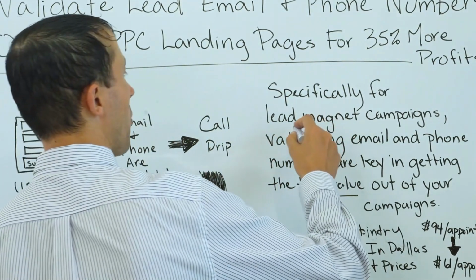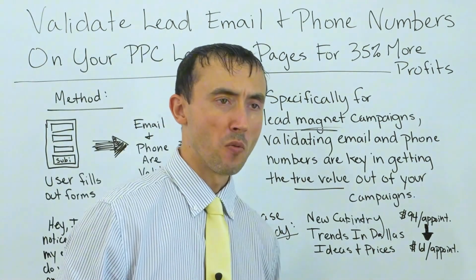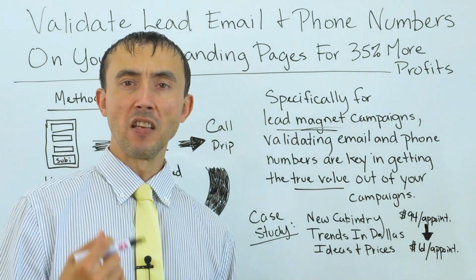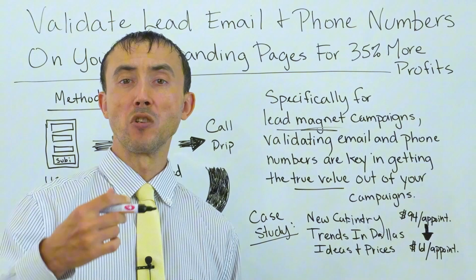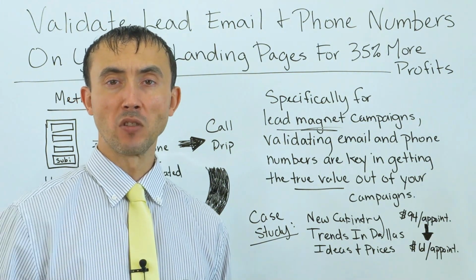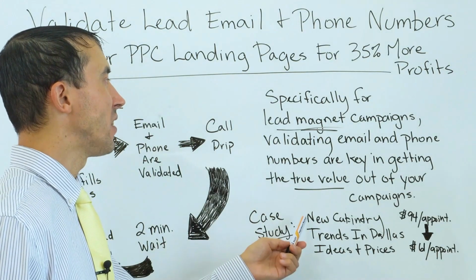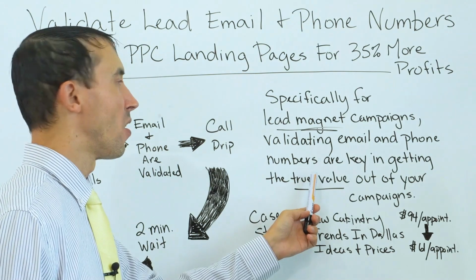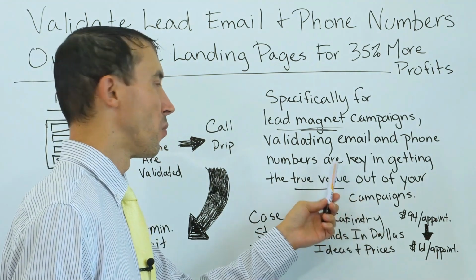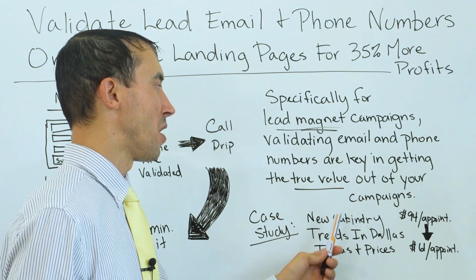So specifically for lead magnet campaigns where you have an ebook and you're requiring people to give you at least their email address, if not their phone number, which by the way, you should be asking for their phone number as well, because that's how you make those campaigns truly work well. Work to where you're making 3 times as much money. You want to validate the email address and phone number on these lead magnet campaigns where you're offering an ebook or whatnot in order to get the true value out of those campaigns.